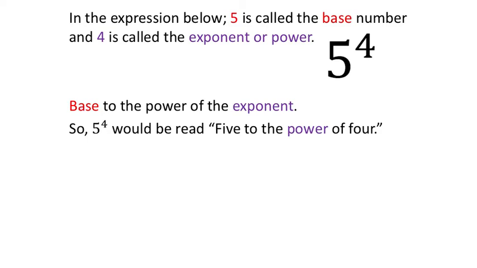In this expression below, 5 is called the base number, and 4 is called the exponent or the power. These two vocabulary words, base and exponent, are crucial for us because we're going to be using this vocabulary often in this unit. The 5 is the base here, and the exponent is this 4. Now, what is an exponent?